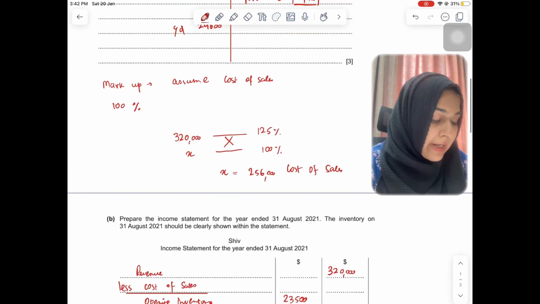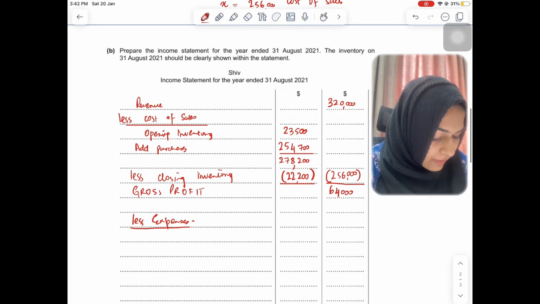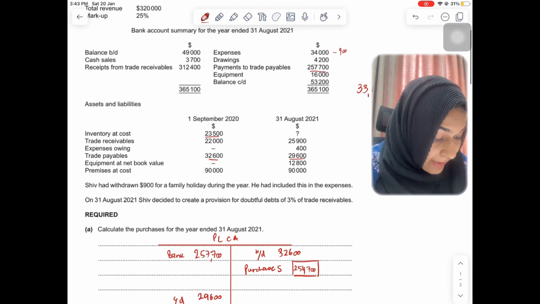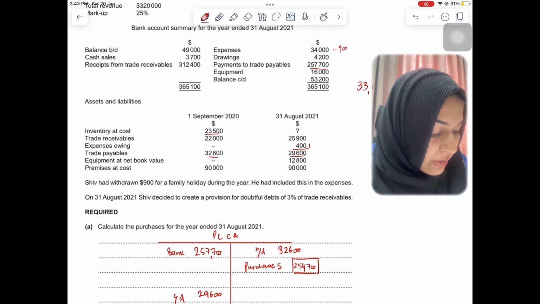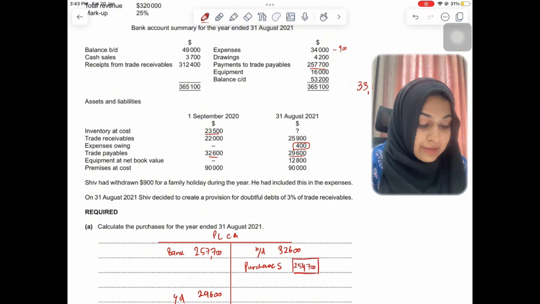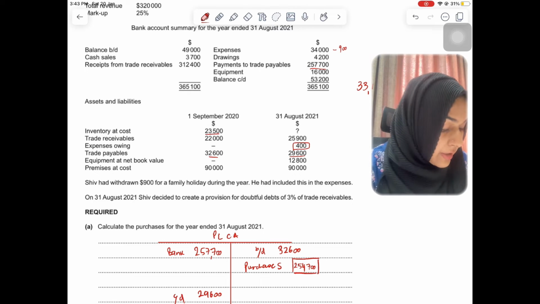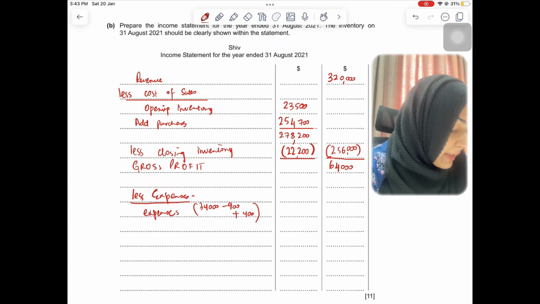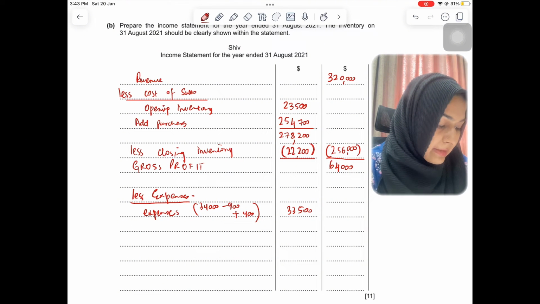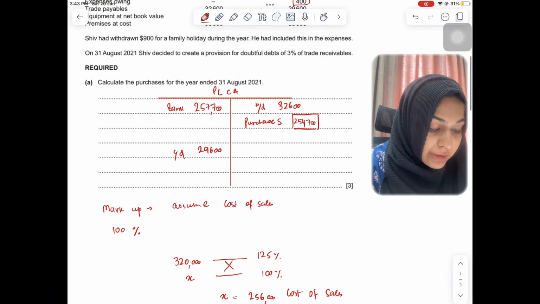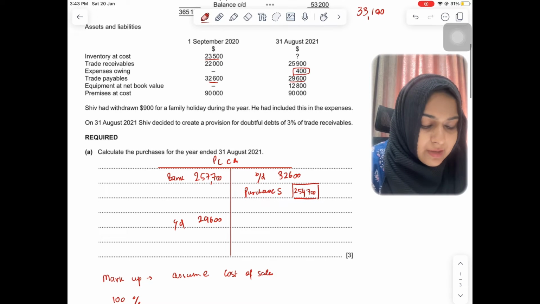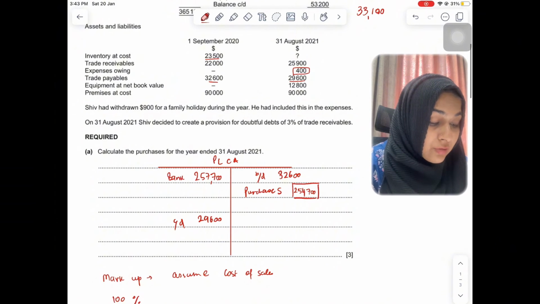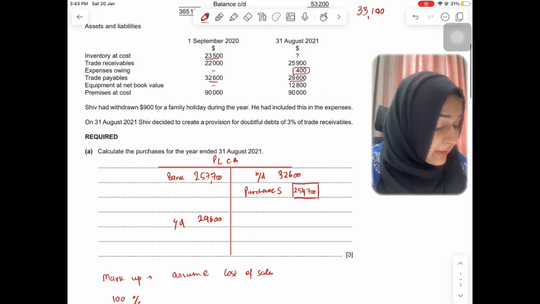So here, when 900 is drawings, when you write here expenses, they have given you expenses as a whole, you write here 34,000 minus 900, and then you need to add the closing owing. So when there is an owing at the end for expenses, owing is always added. So when you add 400 to this, you get 33,500 for your expenses. There is no opening owing, so we don't need to worry about it. You don't need to make an account as such, because there is no owing at start. But just add the closing owing. Closing owing is always added.